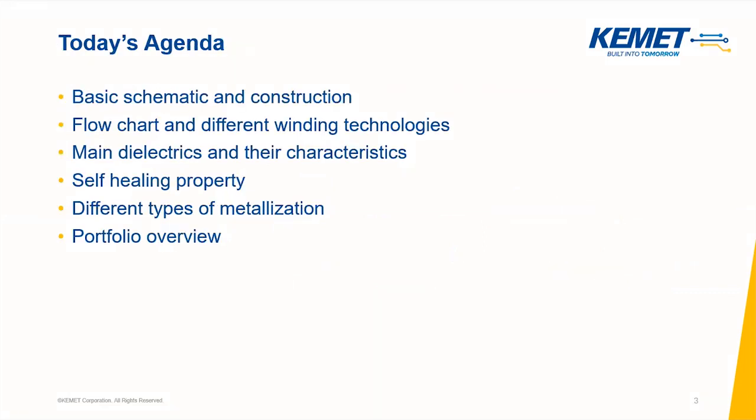Today, we're going to have a look into the basic schematic of construction of a film capacitor, and the flow chart for the production to understand the basic steps and the different technologies. Also, an overview of the main dielectrics that can be used for the film capacitor. And we will have a talk also on the self-healing property, which is one of the most important properties of the film capacitor. Also, an overview of the different types of metallization that we can have on this technology. And finally, a very quick portfolio overview.